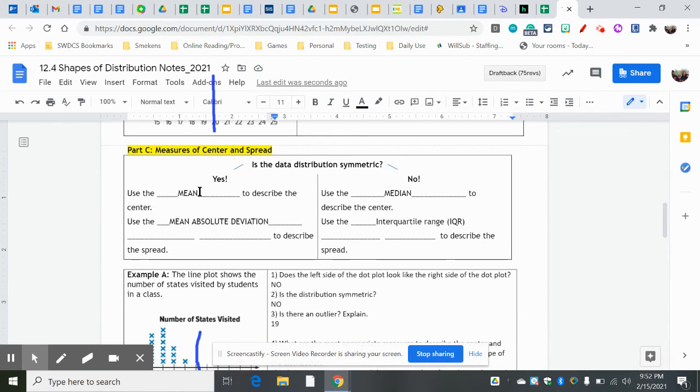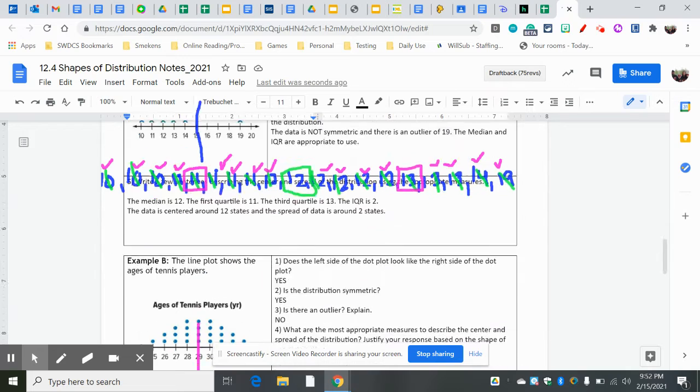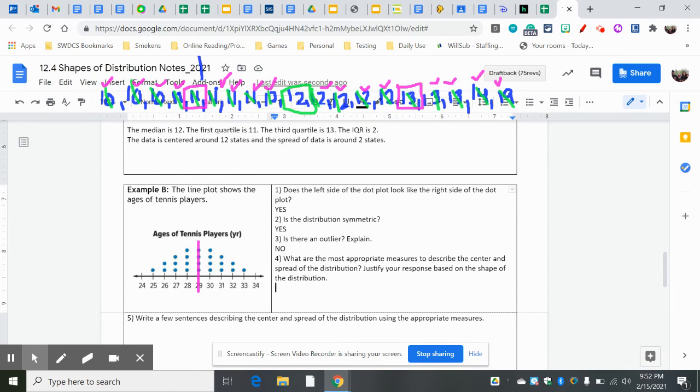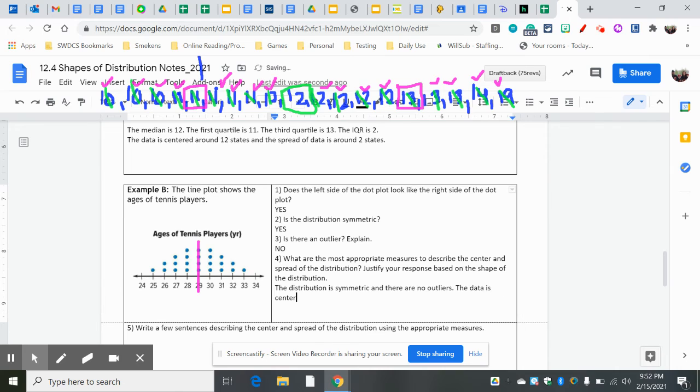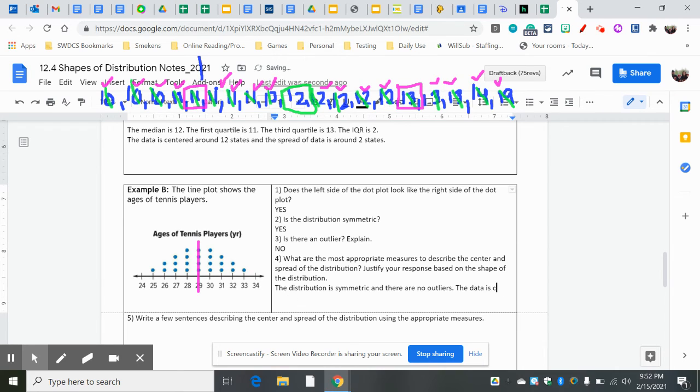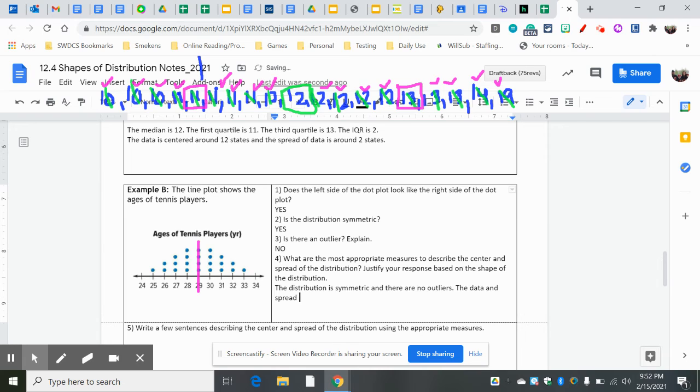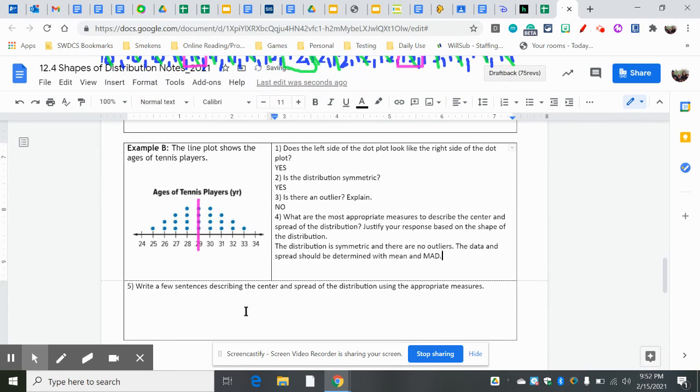If I look up above, remember if it is yes symmetric, I'm going to use mean and mean absolute deviation. So the distribution is symmetric and there are no outliers. The data is centered, and the center and spread should be determined with mean and mean absolute deviation. So we're going to do that. So now we need to find the mean of my data that I have here.